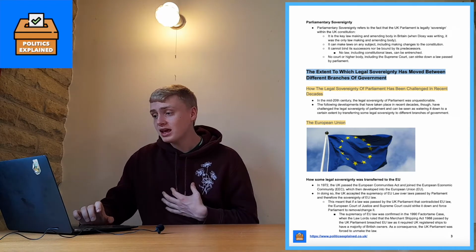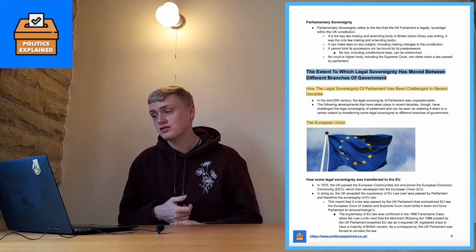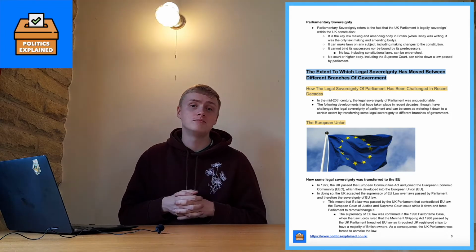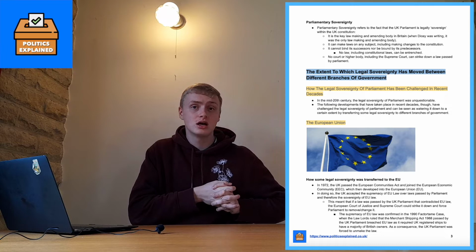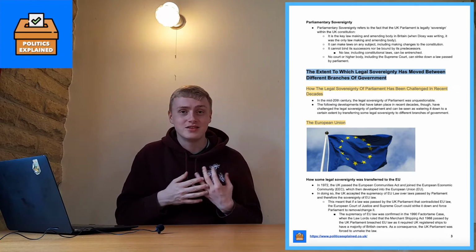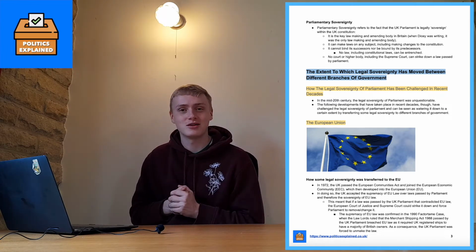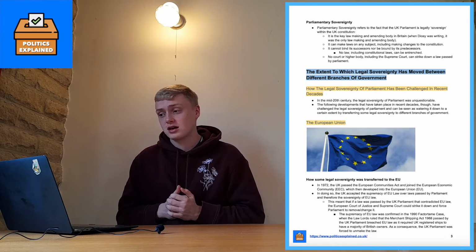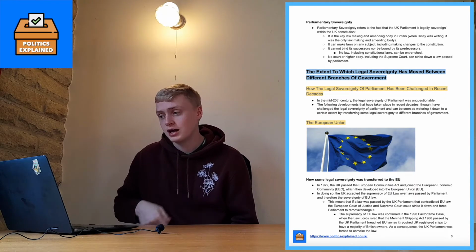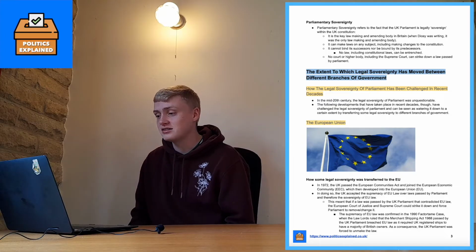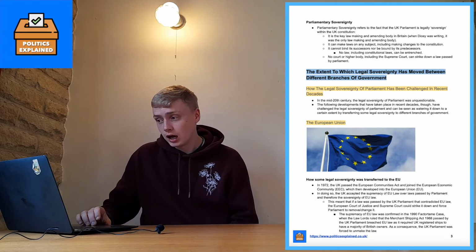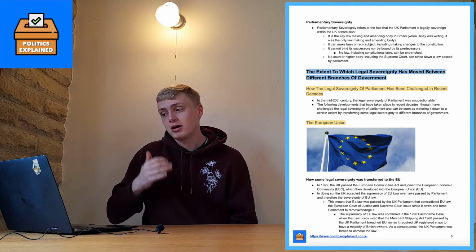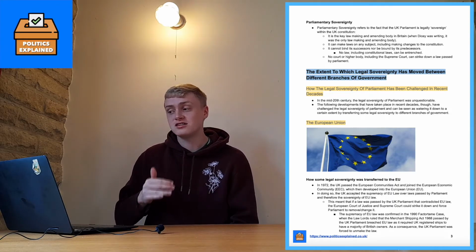In the mid-20th century, the legal sovereignty of Parliament was unquestionable. It was the only lawmaking body in Britain. The UK wasn't part of the EU, so it hadn't moved any parliamentary sovereignty, and it could make laws on any subject, and it did make laws on any subject. But the following developments I'm going to go through, which have taken place in recent decades, have challenged this legal sovereignty of Parliament, and can be seen as watering it down or weakening it to a certain extent by transferring some legal sovereignty to different branches of government.